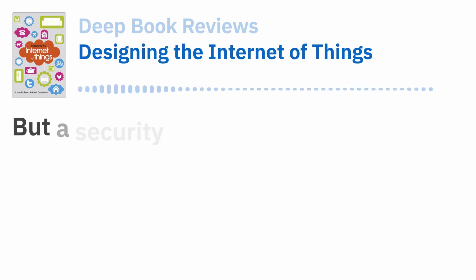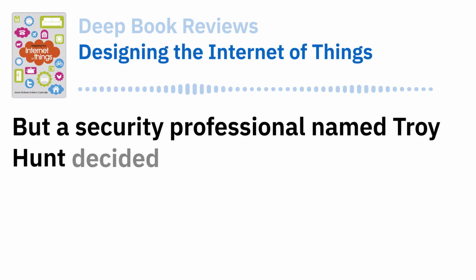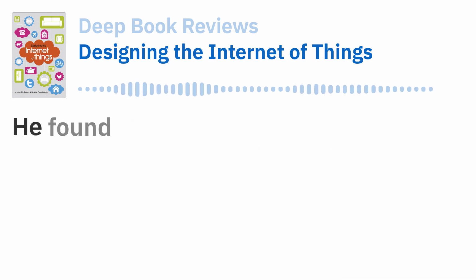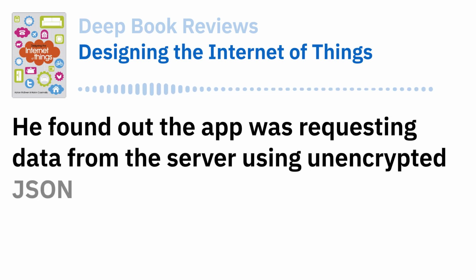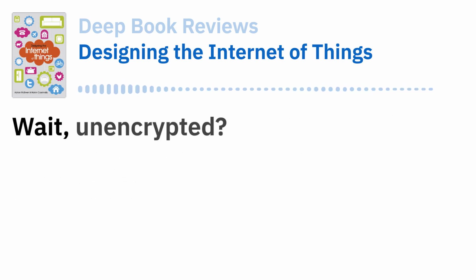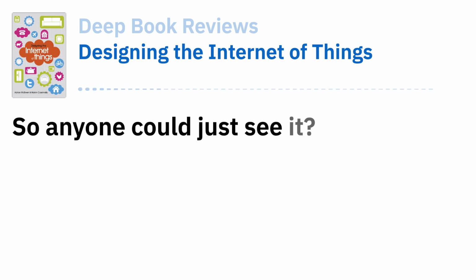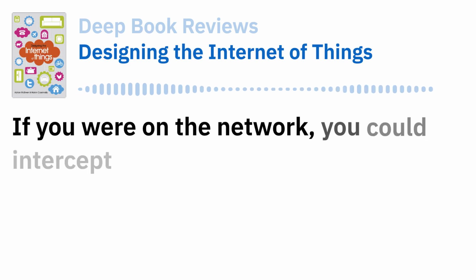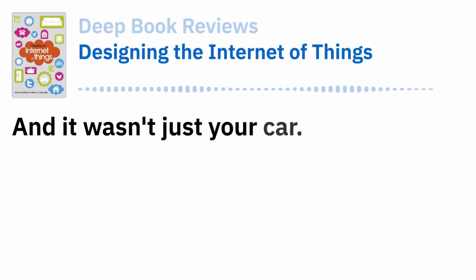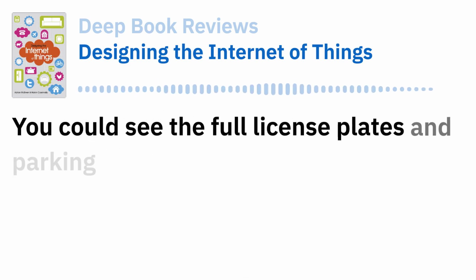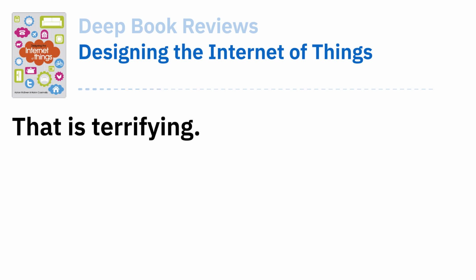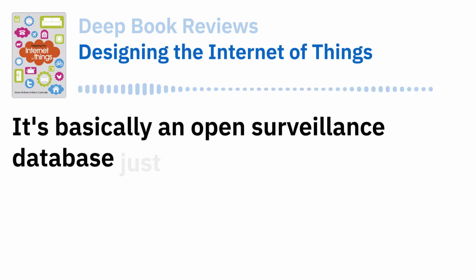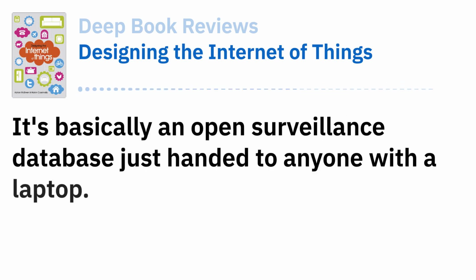So they installed camera sensors in their parking garage to help people find their cars via an app. Sounds super convenient on paper. Right. But a security professional named Troy Hunt decided to investigate it. He found out the app was requesting data from the server using unencrypted JSON feeds. Wait, unencrypted, so anyone could just see it. Anyone. If you were on the network, you could intercept the feed. And it wasn't just your car. You could see the full license plates and parking durations of every single car in the lot. That is terrifying. It's basically an open surveillance database just handed to anyone with a laptop.